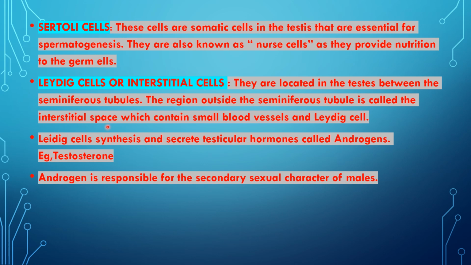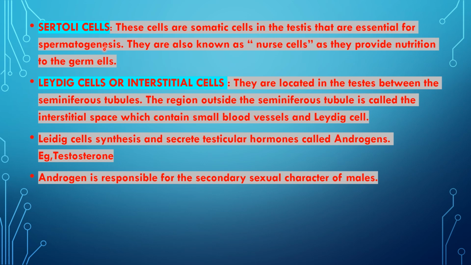And what do you find in this interstitial space? You have some blood vessels and the Leydig cells. So what is the function of Leydig cells? They synthesize and secrete a testicular hormone called androgen. One important androgen is testosterone. This is the male sexual hormone, and androgen is responsible for the development of secondary sexual characters in male.